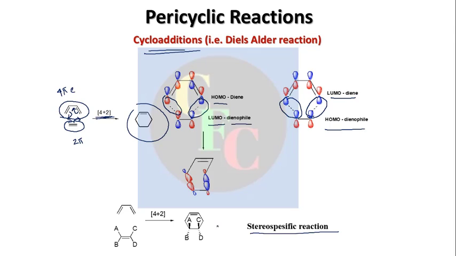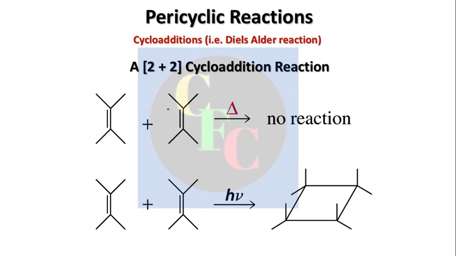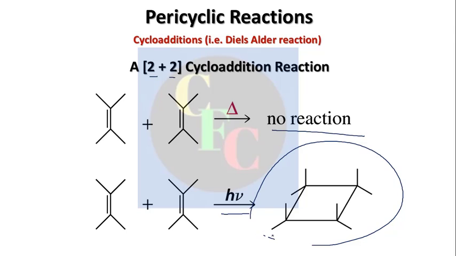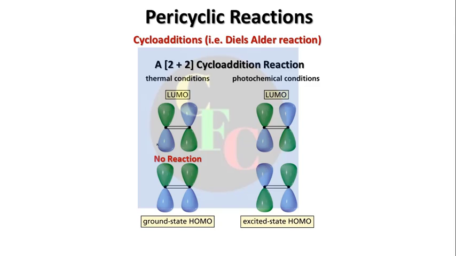Okay, now more interesting is the 2 plus 2 cycloaddition reaction. That means a 2-pi and another 2-pi system. Here you see an alkene, these are two ethene systems, right? So in thermal condition there is no reaction, whereas in photochemical condition they can form the cyclobutane. Why does this reaction not take place in thermal condition? You can explain it by following the HOMO and LUMO of these two species.